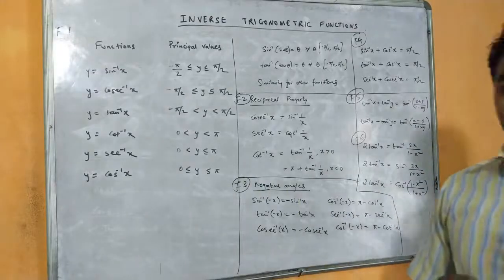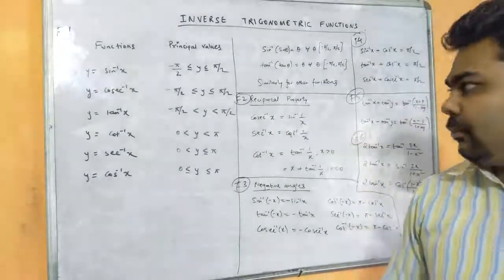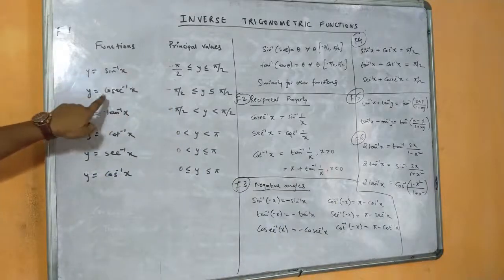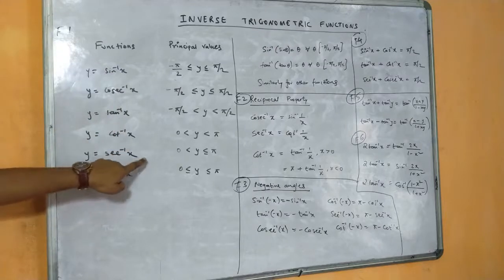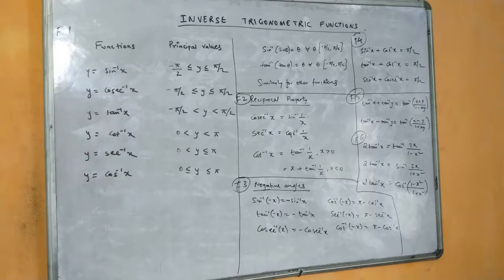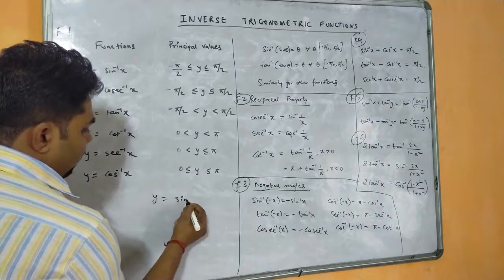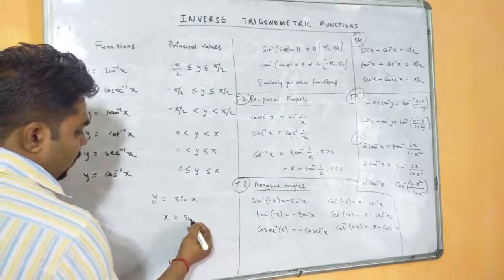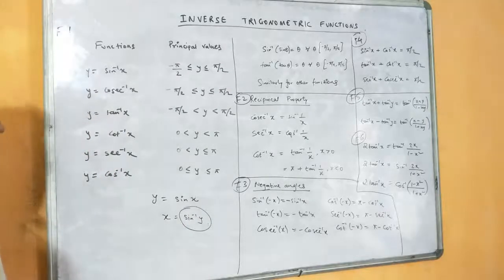In this chapter, first we have to understand the principal values of 6 trigonometric functions. Okay, you see in the left hand side I have noted down here y equals sine inverse x, y equals cosec inverse x, y equals tan inverse x, cot inverse x, sec inverse x and cos inverse x. So these are the 6 inverse trigonometric functions. Now you see y equals sine x, this can be written as x equals sine inverse y, right? So this is the inverse function which I am talking about here.